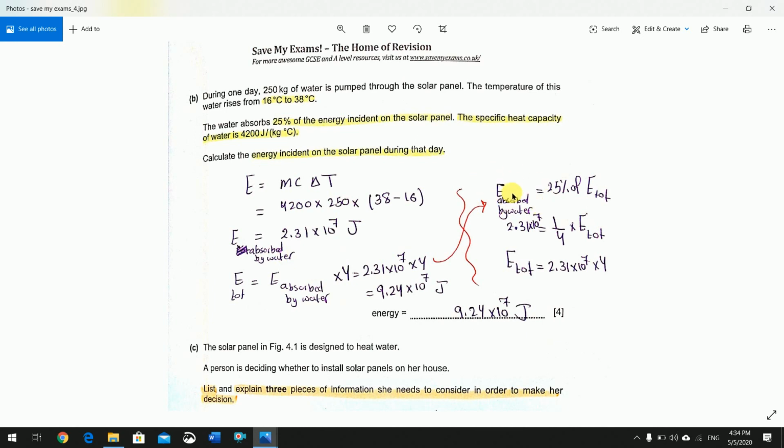Now, we said that the energy absorbed by the water is 25% of the total energy. Now, 25% can be written as 1 over 4. The energy absorbed by the water is 2.31 times 10 to the power 7. So we multiply both sides by 4 to get the final answer. So the total energy is the energy absorbed by the water multiplied by 4, because the energy absorbed by the water is only a quarter. So we want the whole energy, we multiply it by 4.